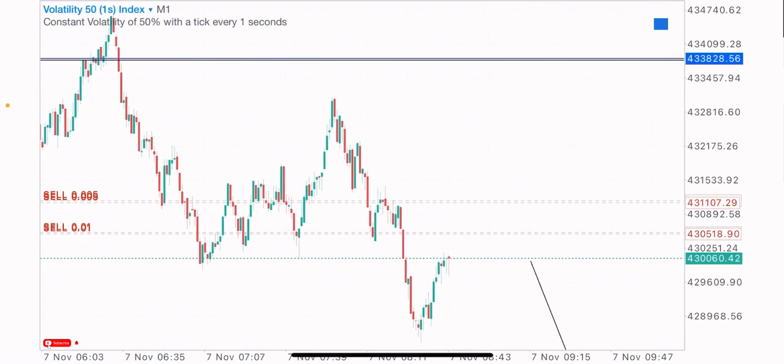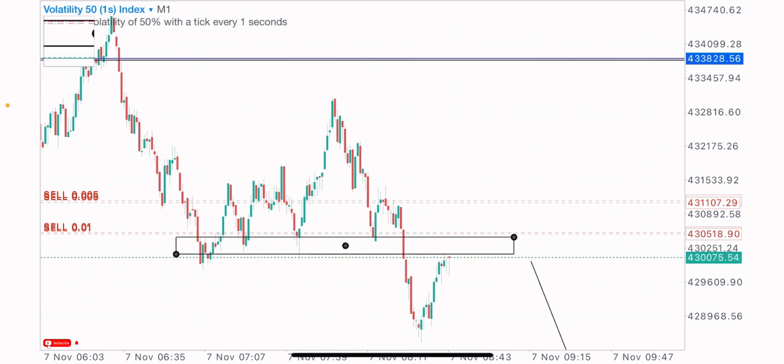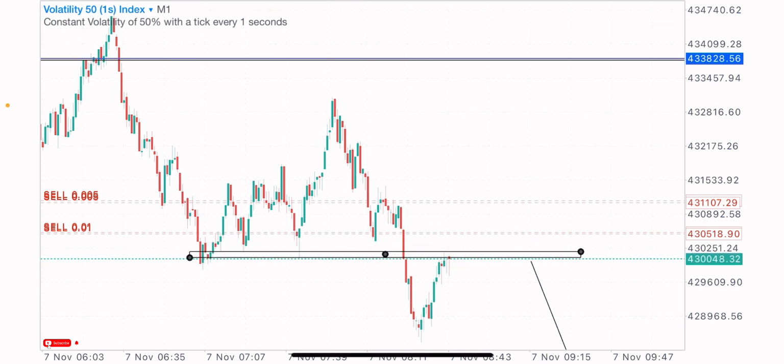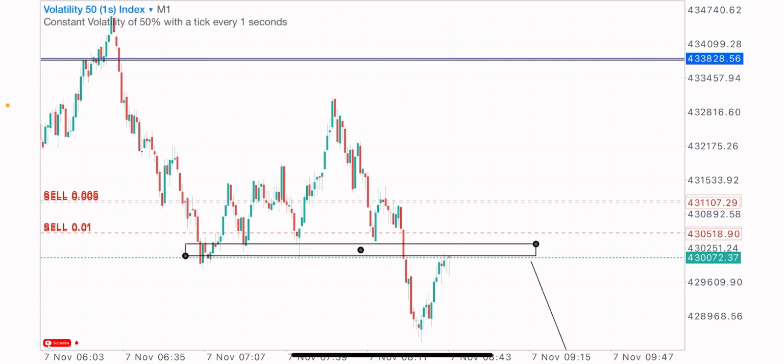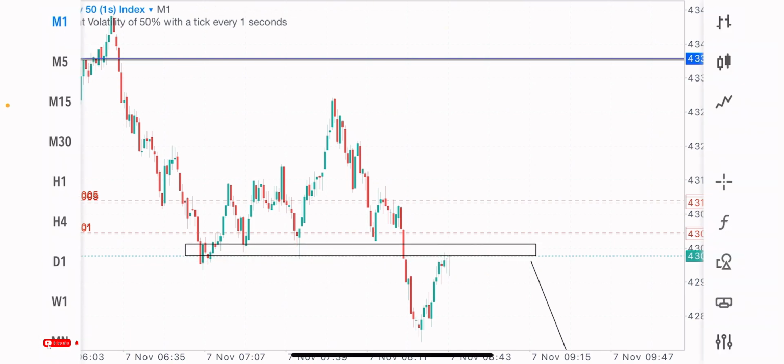If you can get price retest this level, right, getting the sales on this index, more sales, I may take more position at this point. I may take more sales by the end of this video at this point.